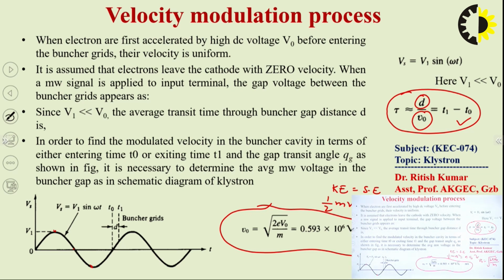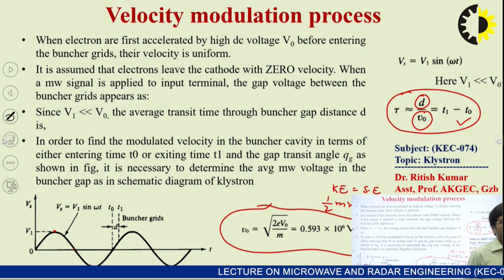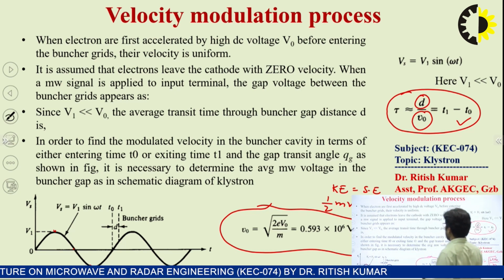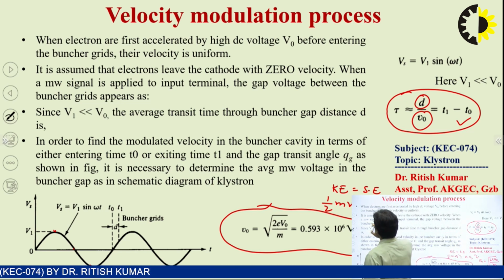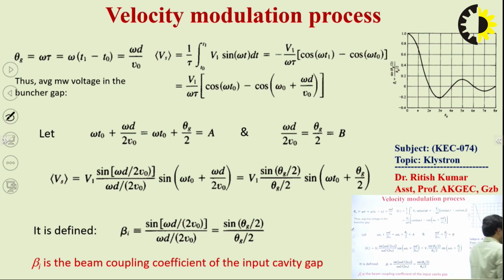Now, how does the amplification happen? This is the basic principle. If somebody asks what the basic principle of the klystron amplifier is, we can always say that the basic principle of the klystron amplifier is velocity modulation, or current modulation. So this is the simple mechanism of velocity modulation.